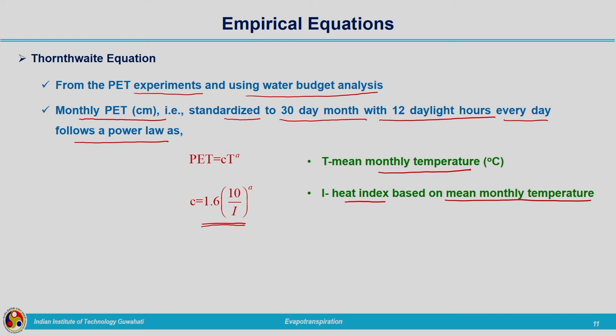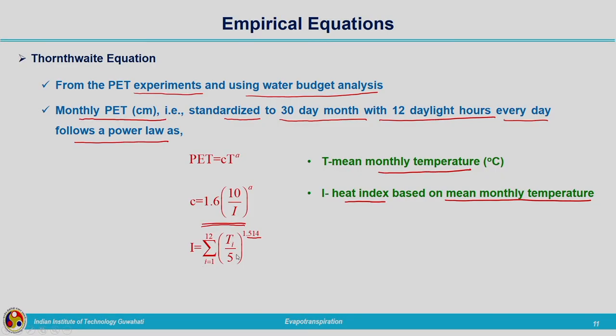That heat index value is used for calculating the coefficient or constant value C. How can we get this heat index? I is given by the sum, with i from 1 to 12, where 1 to 12 represents the different months, January to December, of (Ti divided by 5) to the power of 1.514. Ti is nothing but the monthly mean temperature in every month, varying from the first month to the 12th month. So, I can be calculated by using this formula.